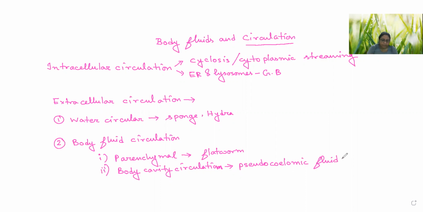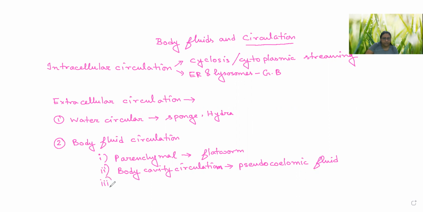Understood? So they have a false coelom or pseudocoel, and it has pseudocoelomic fluid which takes responsibility for the circulation. And in the visceral part, they have a very minimal kind of muscle-like structure through which the body wall contracts and expands, and that causes a minimum movement of the pseudocoelomic fluid.